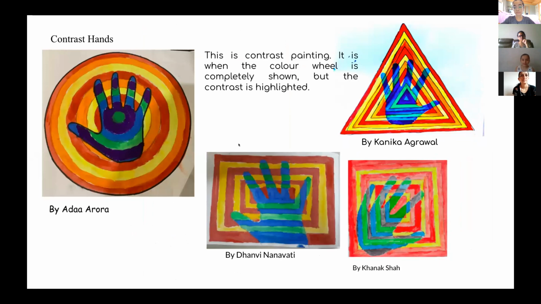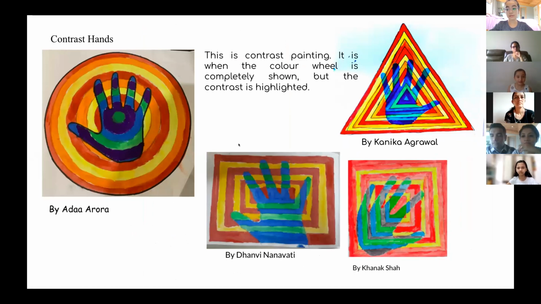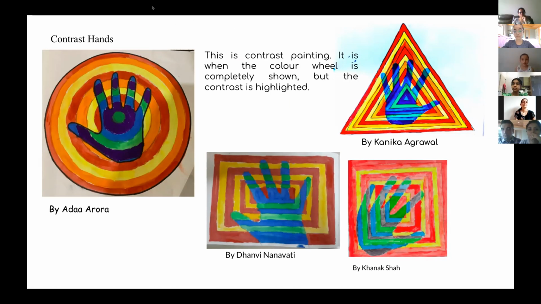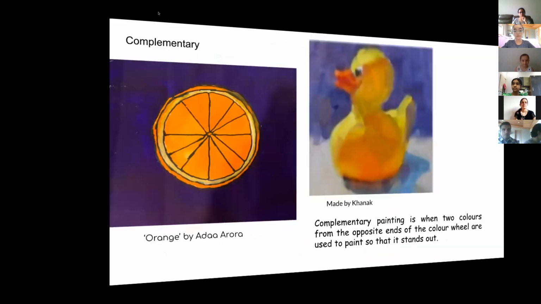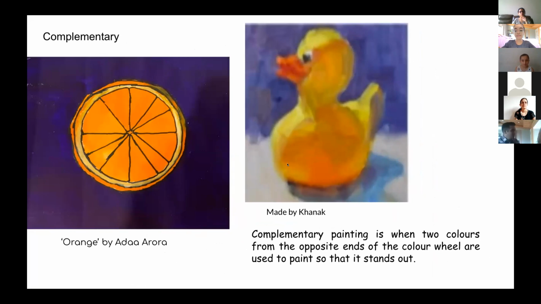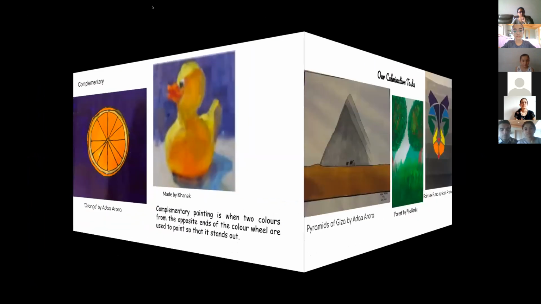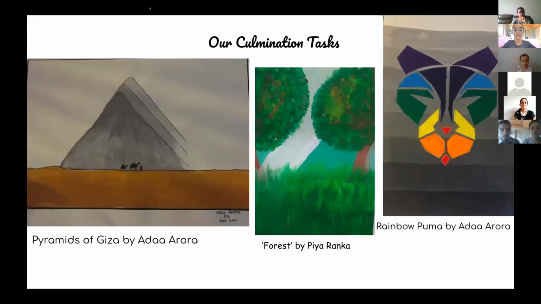This is contrast painting. It is when the color wheel is shown, complementary, but the contrast is highlighted. Complementary painting is when colors from the opposite ends of the color wheel are used to paint so that it stands out. This is our culmination task.